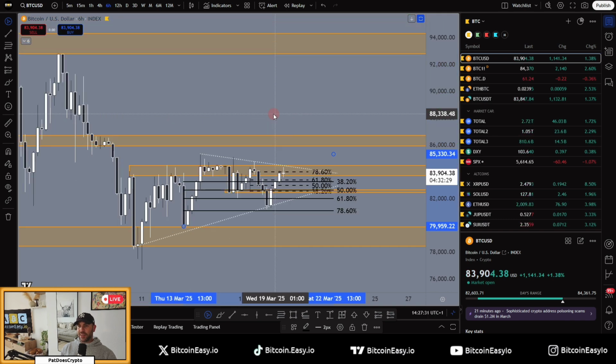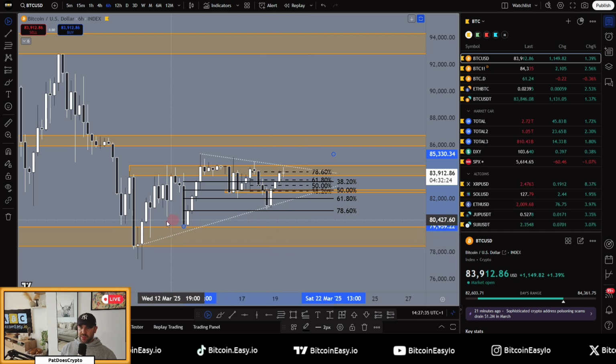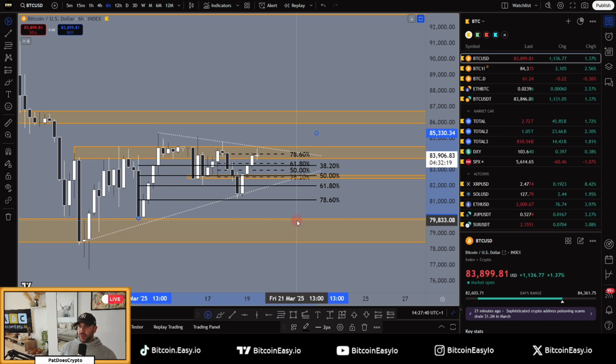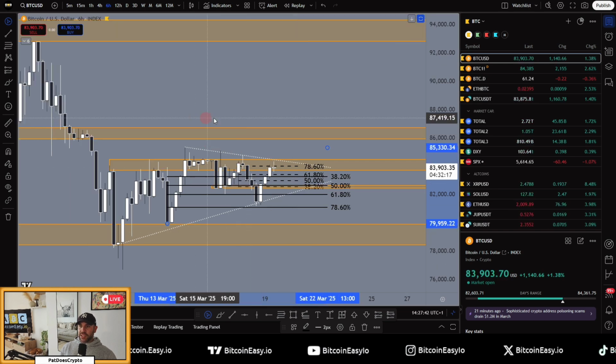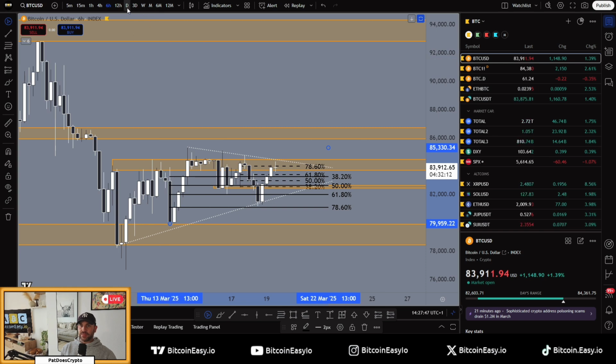A break below here then once again would send us down to this orange box, which represents the previous range lows from this area. If we fall down here, of course, then the key area comes into play that we will see now on the larger time frames, as well as the target area if we break the 86K range.